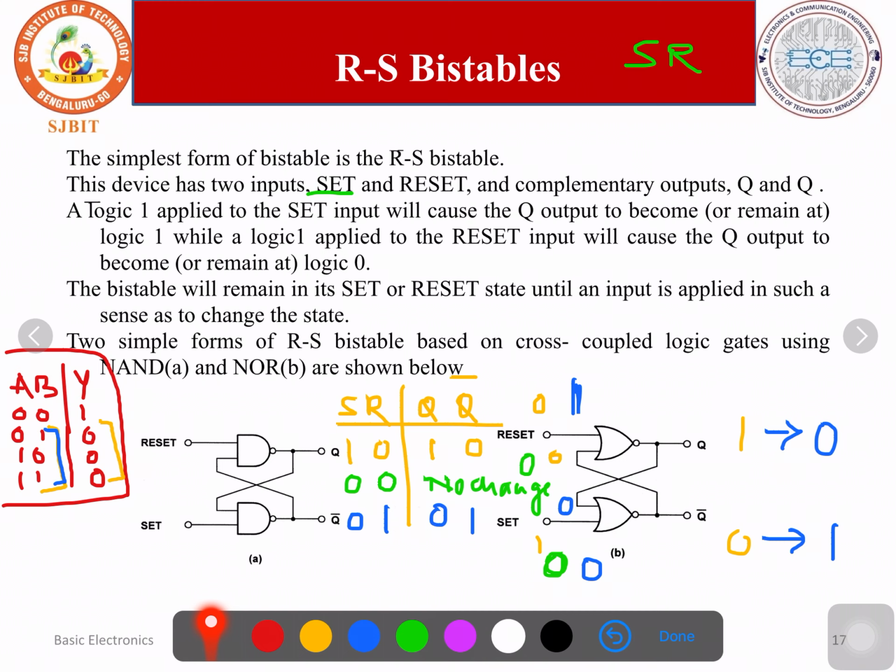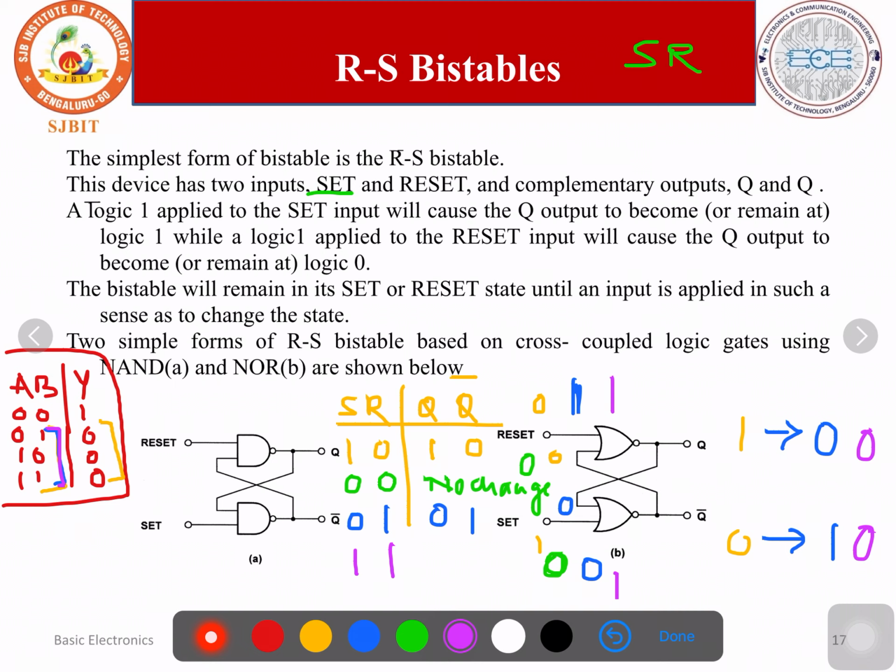Now let us go for the last state, that is 1, 1. So S is equal to 1, R is equal to 1. If any one of the inputs is 1, the output is 0. So here it becomes 0, here it becomes 0. Q is equal to 0, Q bar is equal to 0. It is against the complementary rule. So this state is called the forbidden state. We are not supposed to apply S equal to 1 and R equal to 1 in the NOR gate RS bistable.